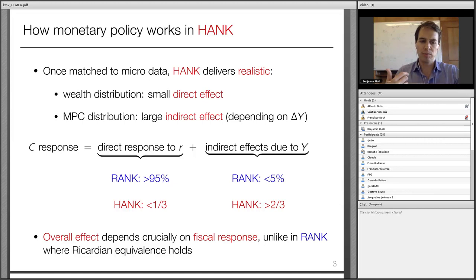The key result in a representative agent New Keynesian model is that Ricardian equivalence holds, and therefore it doesn't matter what the government does exactly out of these three options with the windfall. They're all kind of equivalent.